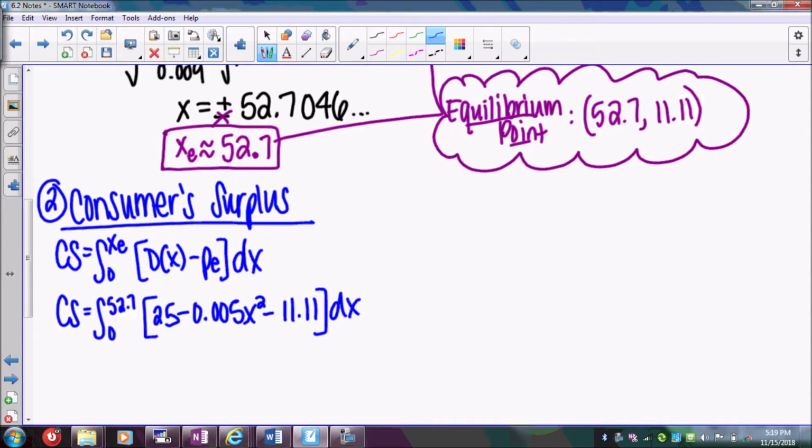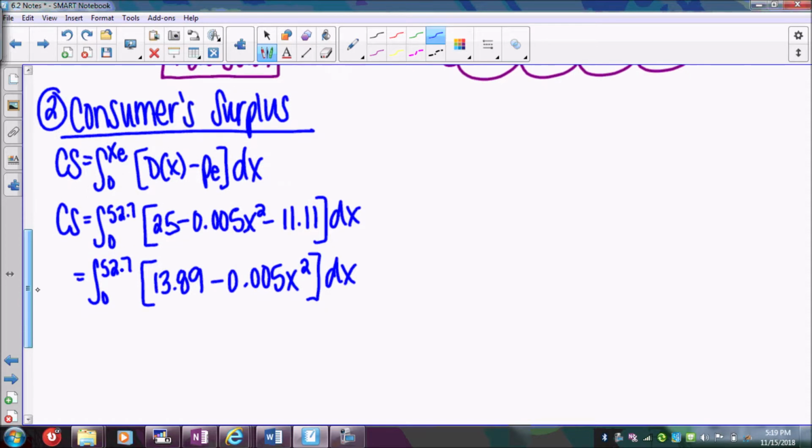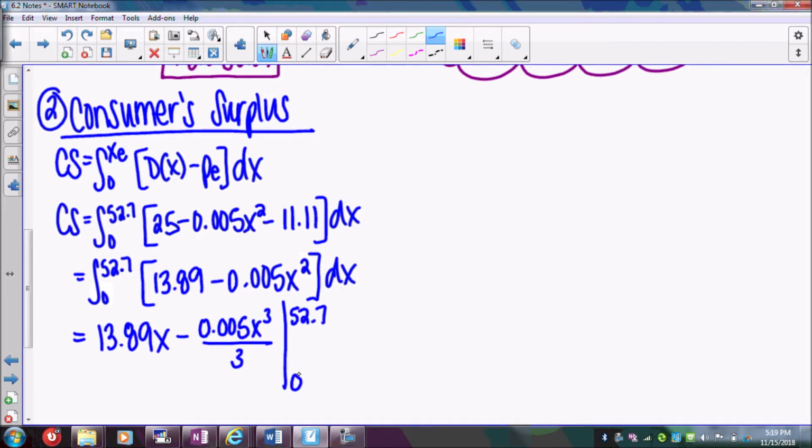So then we want to combine our like terms here before we actually integrate. So 25 minus 11.11 gives me 13.89 minus 0.005x squared. And now I integrate. So we get 13.89x minus 0.005x to the third, divide by that new exponent, keep your bounds at the end. And now we plug in.